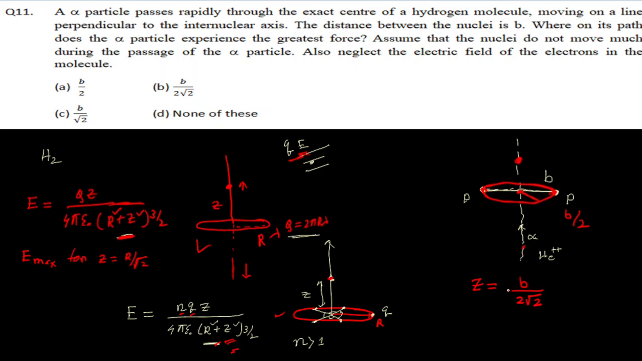And at what position of z will this force be maximum? When z will be 1 by root 2 times the radius. In this case the radius is b by 2, so z will be b by 2 root 2. At this position the electric field will be maximum, so the force on the alpha particle will also be maximum. So the correct option will be option B. Good.